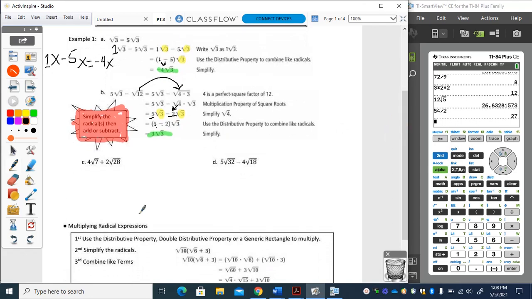So let's look at C. We have 4 square root of 7 plus 2 square root of 28. Now, right off the bat, you probably want to just stop because they don't have the same radical. Well, no, let's see if we can break down the square root of 28 any. Truly, let's just break it down. What are some factors of 28? One of them needs to be a perfect square. So let's start with 28.